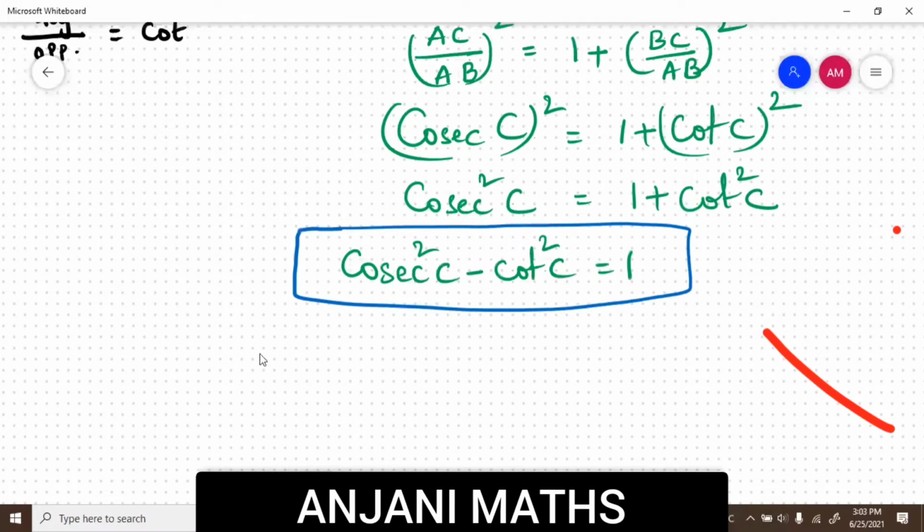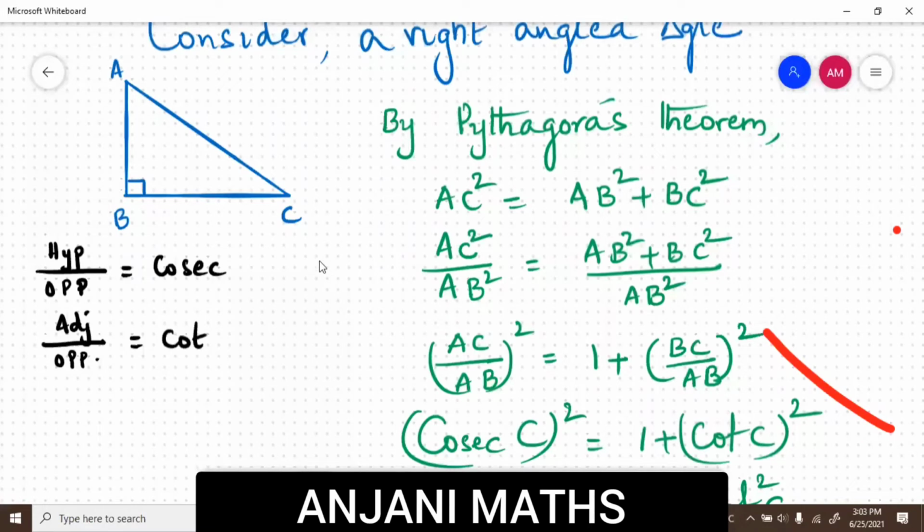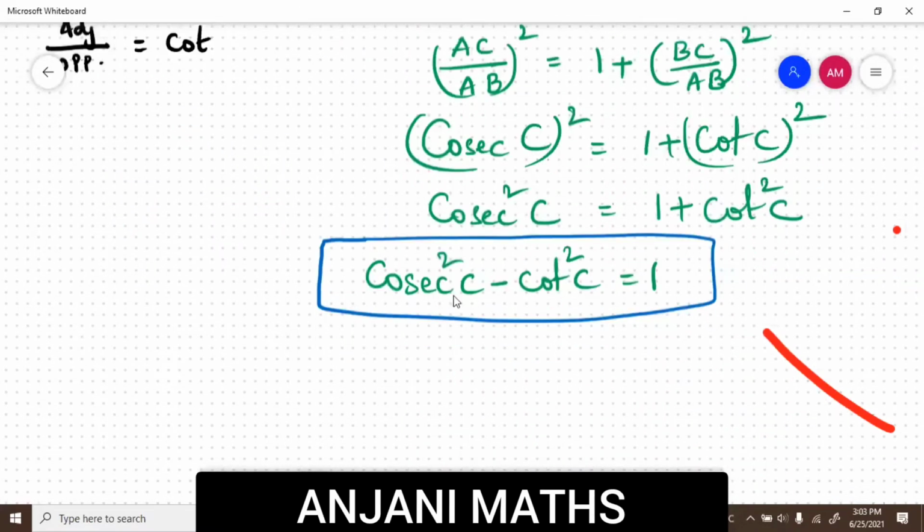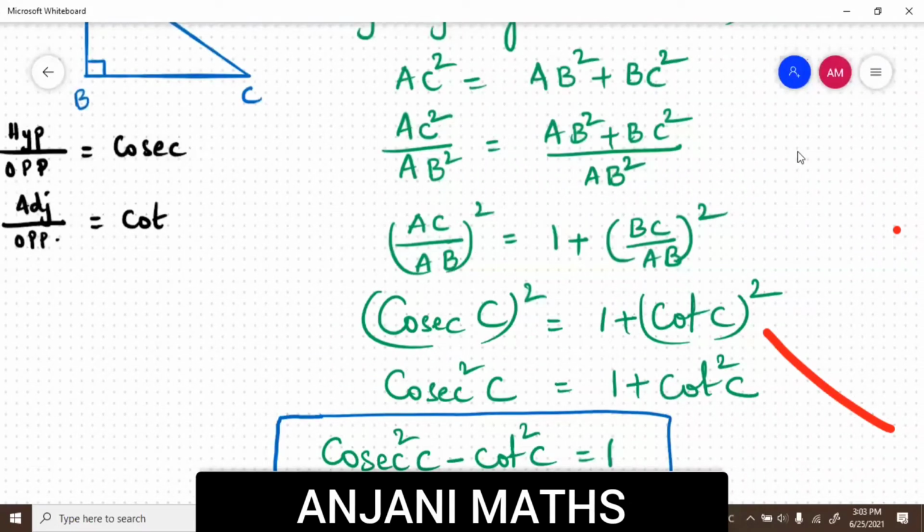This value C is an angle in a right angle triangle, isn't it? So cosecant square C minus cot square C is equal to how much? 1. This is one identity. In the first one, we divided with AC square. Later, we divided with AB square. Now, what will we do? We divide the same equation 1 with BC square. Simple. In order to get the first identity, we divided with AC square. In order to get the other one, we divided with AB square. In order to get the third one, we are dividing with BC square.